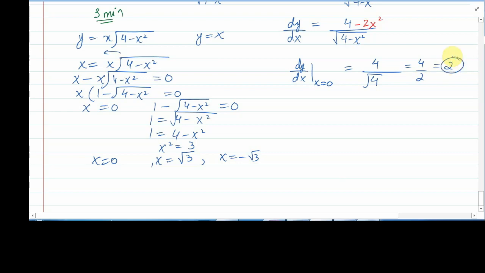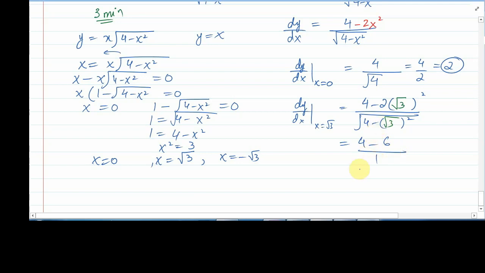First answer. Now dy by dx at x equals under root 3 with the positive sign. So it's 4 minus 2x squared divided by under root 4 minus x squared. The value of x we have is under root 3, so I put the value in. Now it will be 4 minus 2 times root 3 square, which is 3. 3 twos are 6, and 4 minus 3 is 1, so the denominator is 1. 4 minus 6 leads to minus 2. And you will get the same value at x equals minus root 3. So the final answers we have are 2, minus 2, minus 2. These are the final answers.